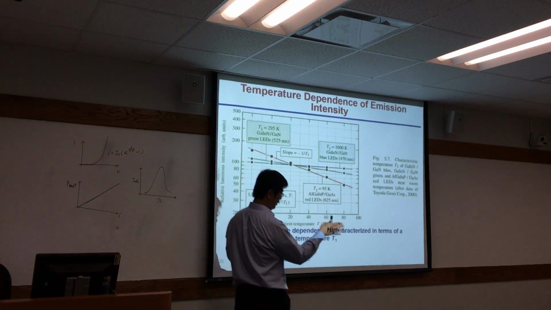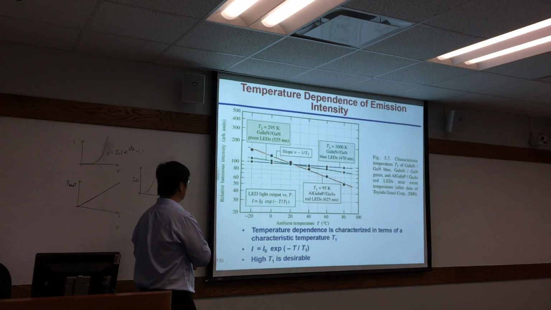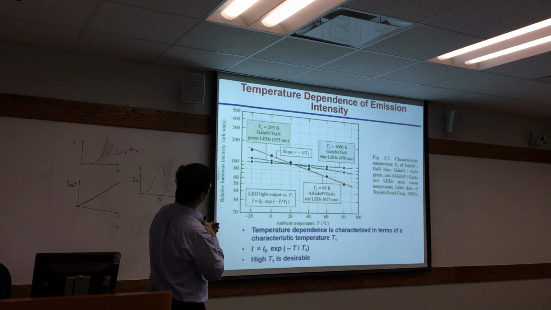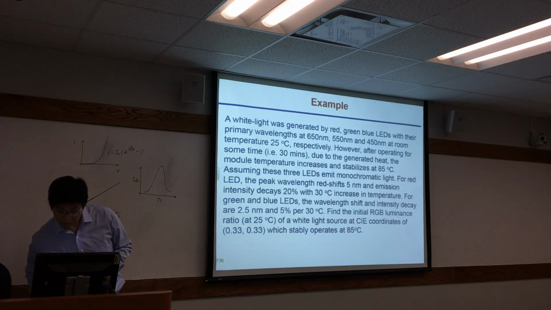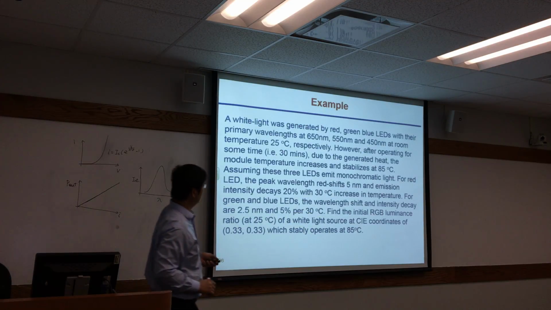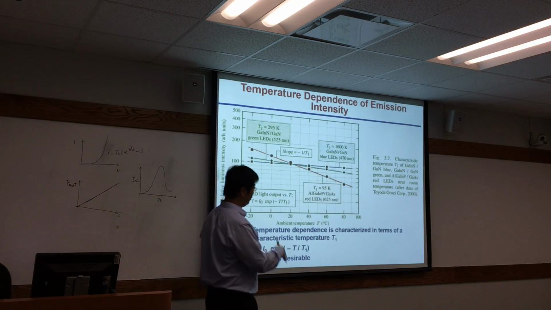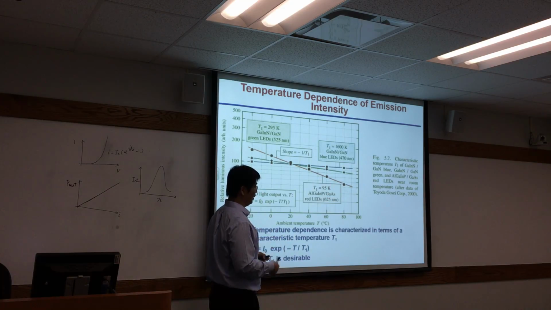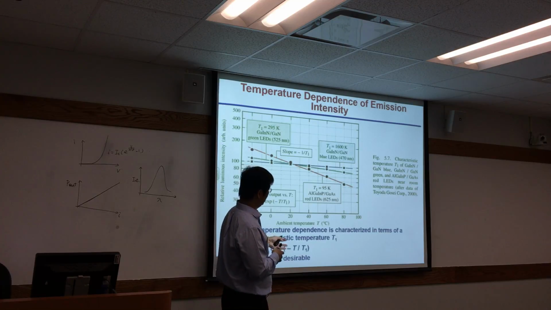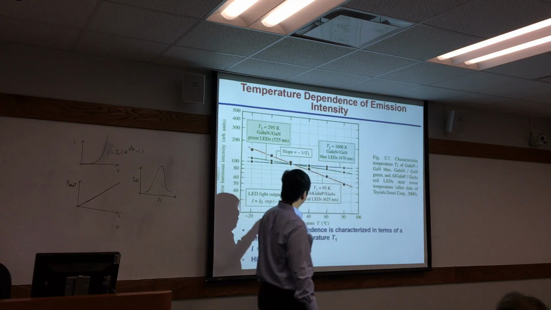Increase the temperature, and the color will shift to the longer wavelength. Oh, sorry, it's the intensity, and also the wavelength shift. Not shown here. That's the example. So the first thing is the intensity will decrease, because if you increase the temperature, there are lots of phonons. The phonons will, sorry, not kill, but the non-radiative recombination efficiency increases.